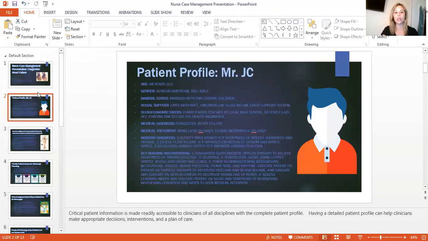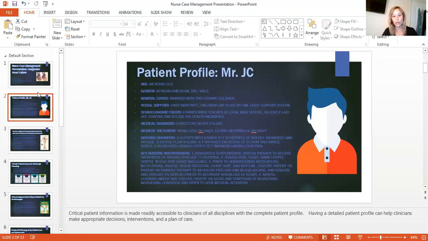Nursing diagnoses include activity intolerance related to shortness of breath, weakness, and fatigue, excess fluid volume related to impaired excretion of sodium and water, and decreased cardiac output related to impaired cardiac function.